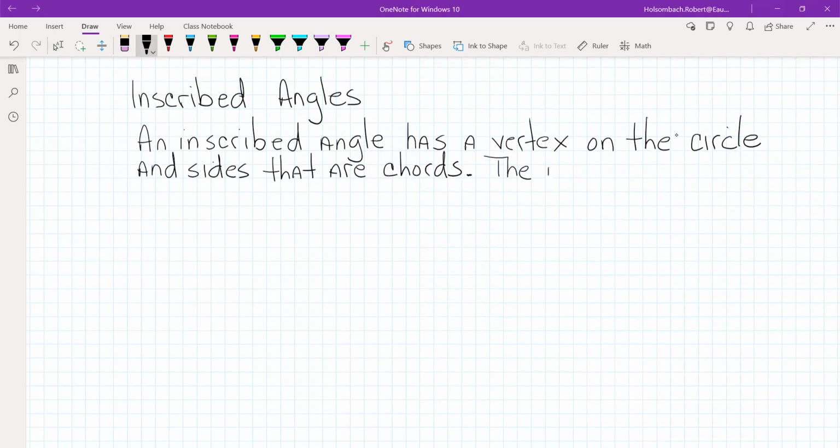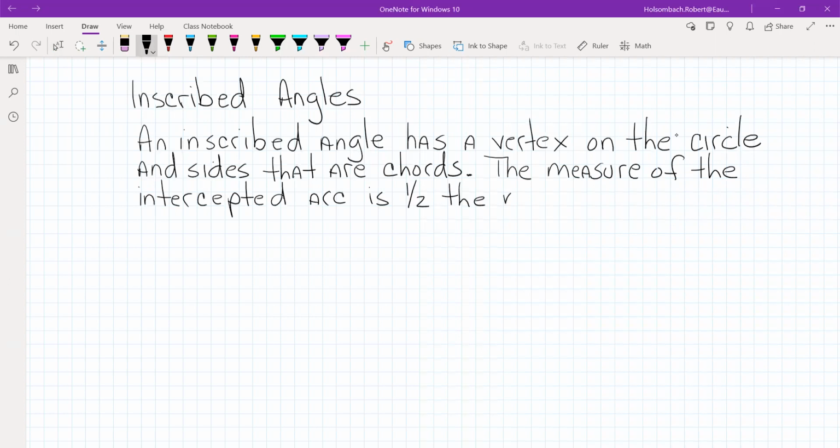The measure of the intercepted arc is 1/2 the measure of the inscribed angle. This is all pretty important here.